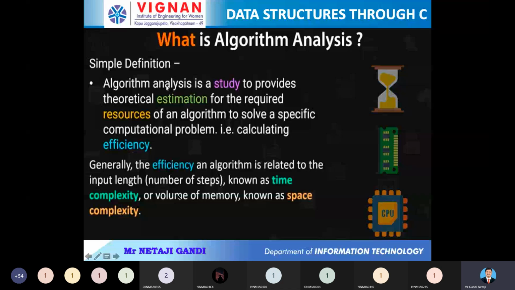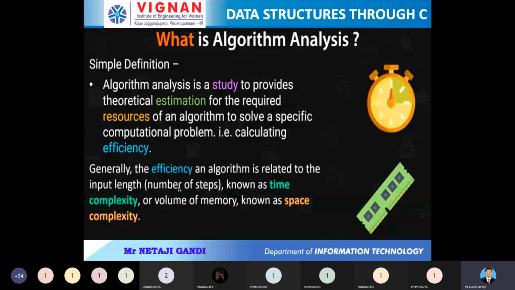The volume of memory, how much memory is required to store the data, is called space complexity. Space complexity. Do you understand? Girls? Yes, sir. Can I proceed? Yes, sir. According to the speed and memory, that is why we have space complexity and time complexity. So try to remember this point and try to understand.